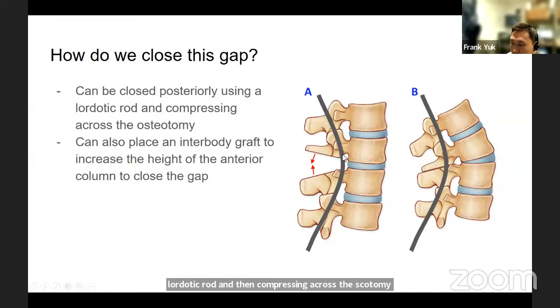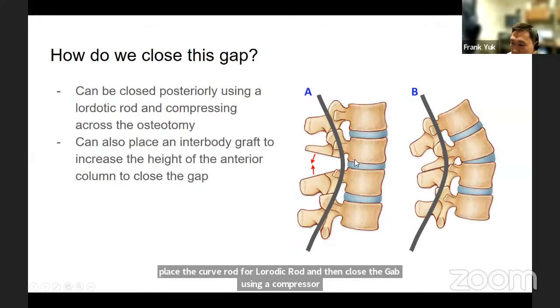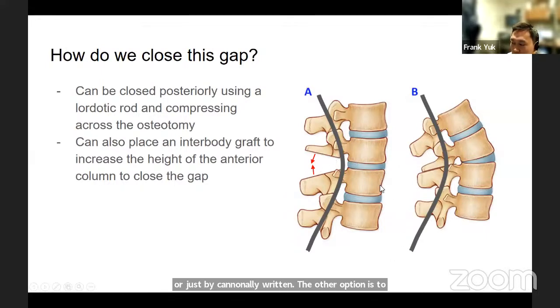So you can place the curved rod or lordotic rod and then close the gap using a compressor or just by cantilevering. The other option is to make this fusion more robust and place an anterior graft, whether it's a lateral, anterior, or TLIF, and increase the height of the anterior column, and that will increase the fulcrum anteriorly and allow you to close this gap better.